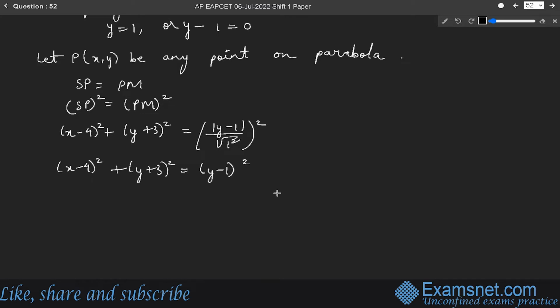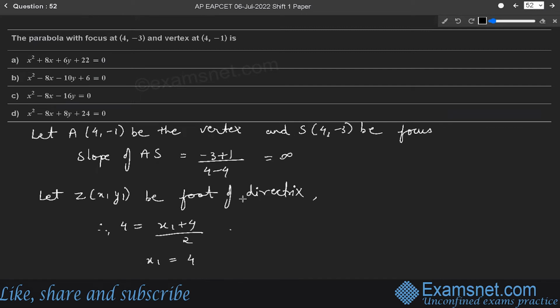1 whole square. On further simplification, it will be x square minus 8x plus 8y plus 24 is equal to 0. So this is the required equation for the given question. Therefore, we can say that the correct option here is x square minus 8x plus 8y plus 24 is equal to 0, which is option number D here.